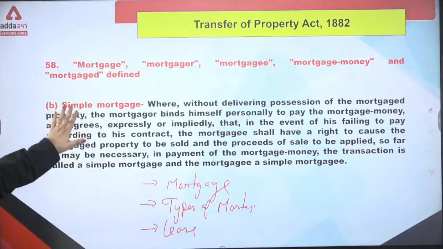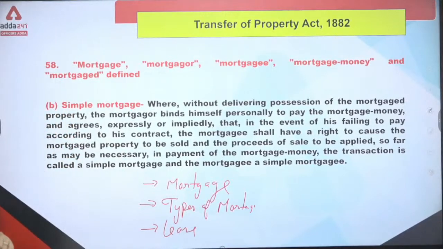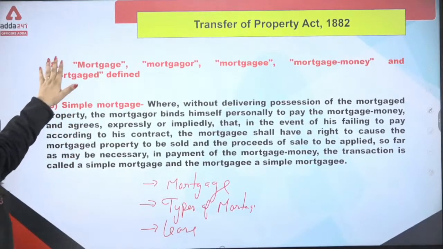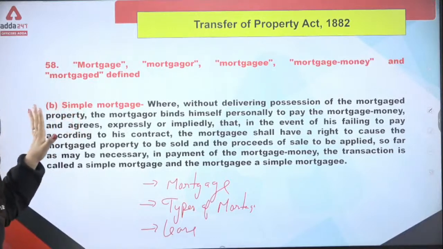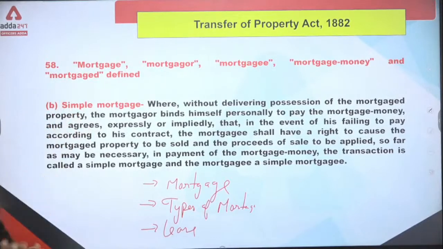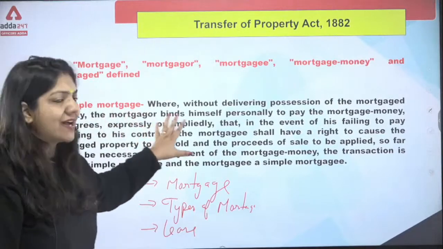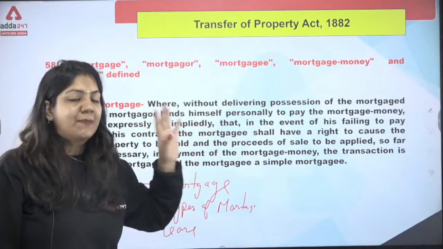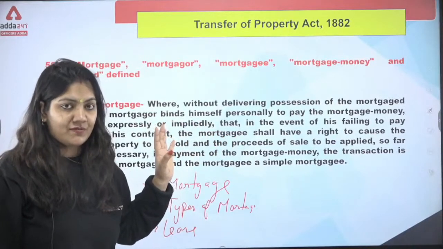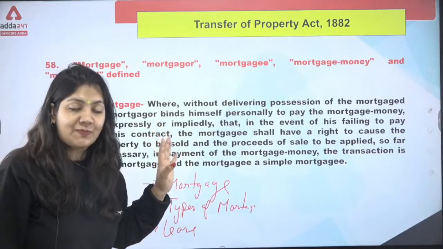These are the exact wordings of the term simple mortgage, which is defined in section 58 clause (b). What is a simple mortgage? Where, without delivering the possession of the mortgaged property. I think these things we have already done in the types of mortgage session, in the 7:30 p.m. session.